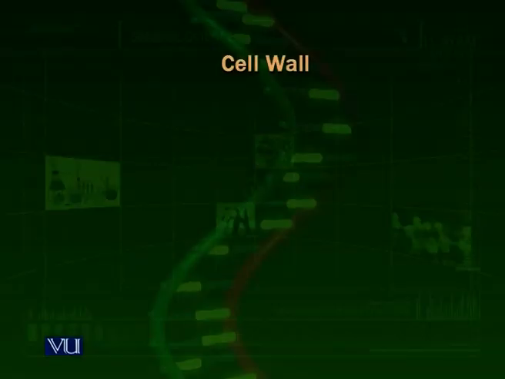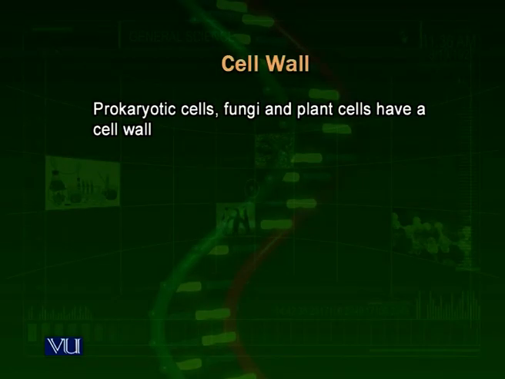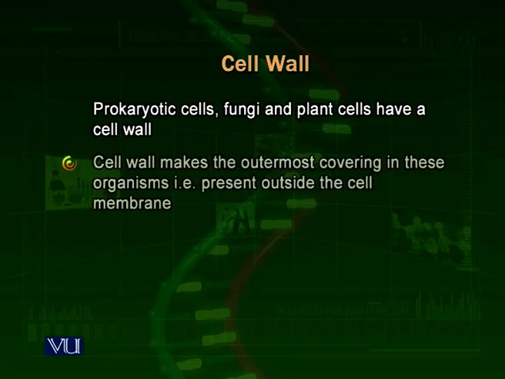Now we talk about the cell wall. All the plant cells, the algae, fungi, and the prokaryotic cells do have a cell wall. The cell wall is a layer, consisting of different types of material, which is present outside the cell membrane.